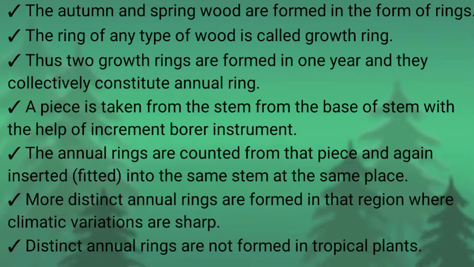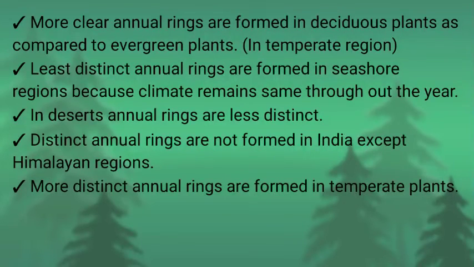Distinct annual rings are not formed in tropical plants. More clear annual rings are formed in deciduous plants as compared to evergreen plants, particularly in temperate regions. The least distinct annual rings are formed in seashore regions because the climate remains the same throughout the year. In deserts, annual rings are less distinct. Distinct annual rings are not formed in India except in Himalayan regions. More distinct annual rings are formed in temperate plants.